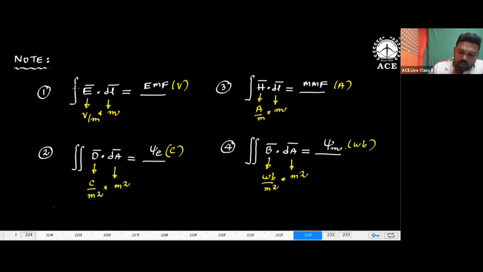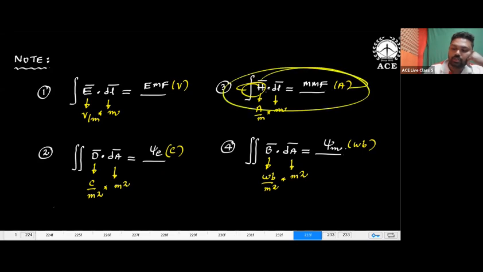If this is closed, what happens we'll discuss later. If this is closed, for the electrostatic case it is 0. That is the conservative property which we have already seen. If this is closed, then it is the net electric flux, which is equal to the charge enclosed. That is Gauss law. If this is closed, what happens? That we're going to see in Ampere's law.